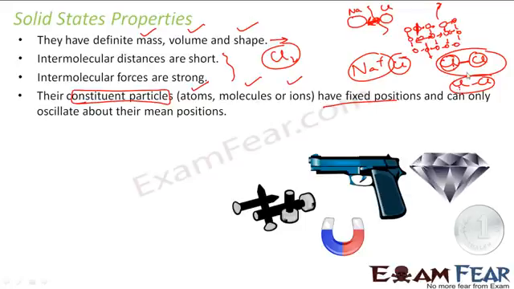So these are my properties of the solid state. They have definite mass, volume and shape. And why do they have it? Because the intermolecular distance is short and the intermolecular forces are strong. And the constituent particles, that is the atoms, molecules or ions, have fixed positions and they can just oscillate about their mean position. Right? And they are incompressible and rigid. If you press this magnet hard with your hands, you'll see that you will not be able to press it. Again, why? Same thing, because they are all sturdy, they are very strong.